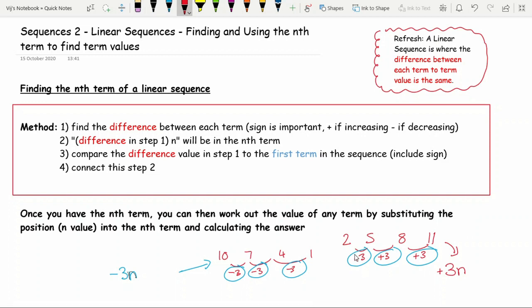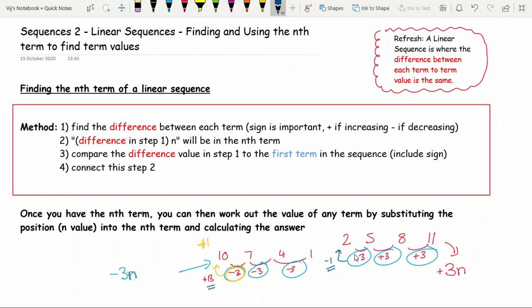Then moving on, step 3 is to compare the difference value in step 1 to the first term in the sequence. What this means is, as you can see in sequence 1, our difference is minus 3, so I want to compare it to 10. What do I have to do to get from minus 3 to 10? Well, I need to add 13. What do I need to do to get from positive 3 to positive 2? Well, I need to take away 1.